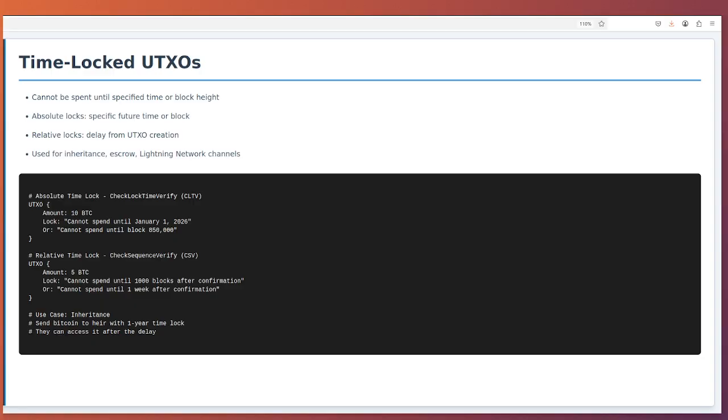Subscription services could use time locks to lock up funds that get released periodically to the service provider. Time-locked UTXOs add a temporal dimension to Bitcoin, transforming it from a simple payment system to a platform for complex financial contracts that unfold over time.